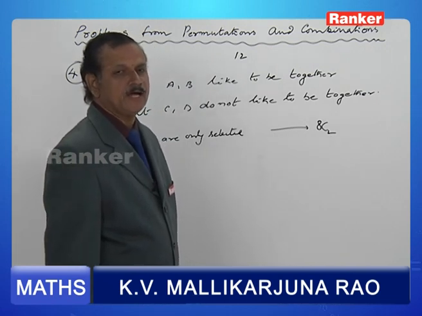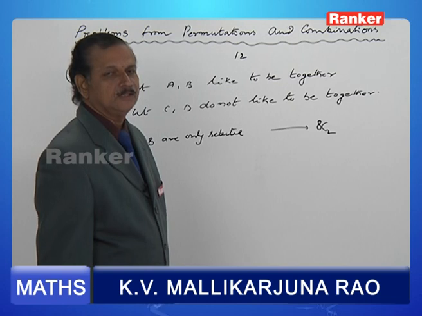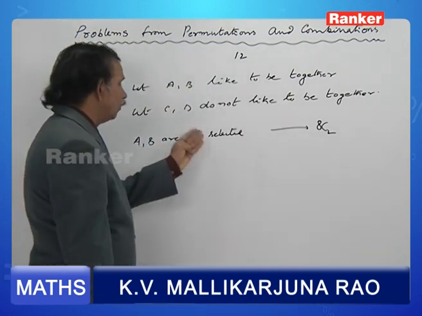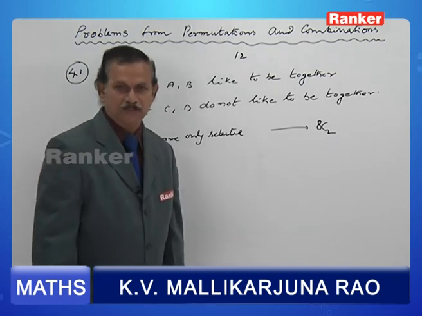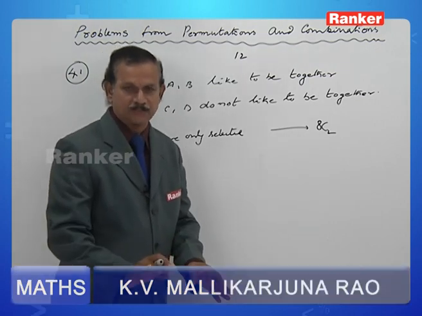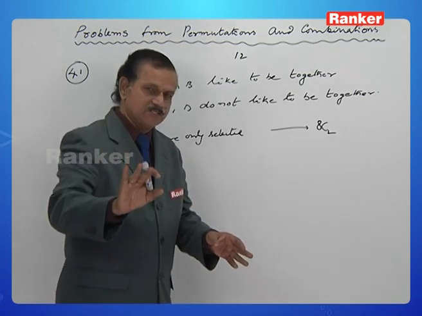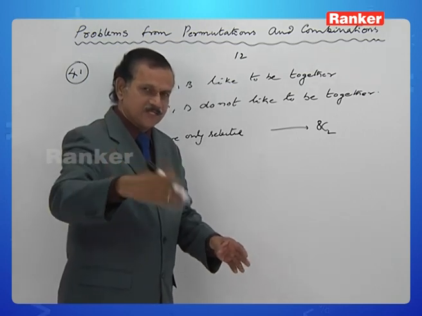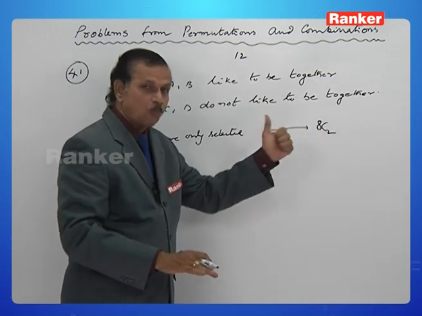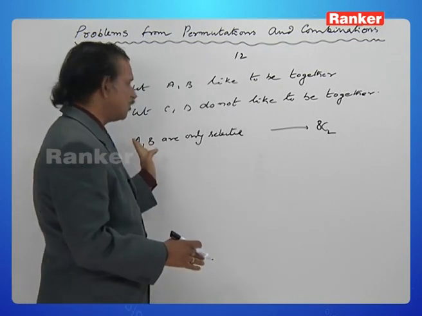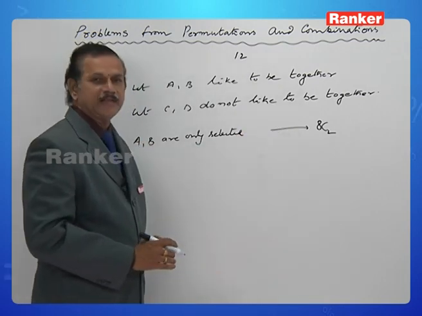8 into 7 by 2. That is, okay, we shall think of that later. A and B are only selected. It means C and D are not selected. Deleting these 4 from the 12, 8 persons are there. Out of those 8 students, you are to choose 2. Why? Because the committee should comprise 4 students. 2 students are already here, 2 students there.